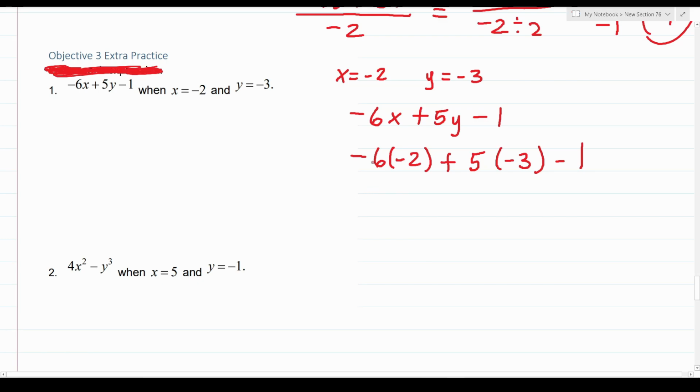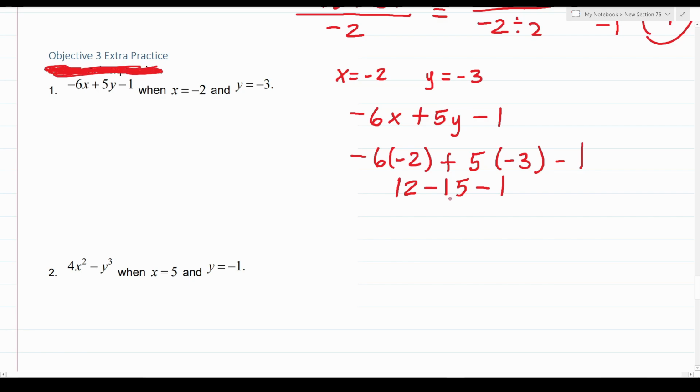Let's take care of our multiplication. -6 times -2. A negative times a negative is a positive. -6 times -2 is going to be +12. And let me not write that sign there yet. +5 times -3. Well, a positive times a negative is a negative, so this is -15 minus 1. All right, so the only thing we have left is subtraction. And again, we're going to work that out from left to right.